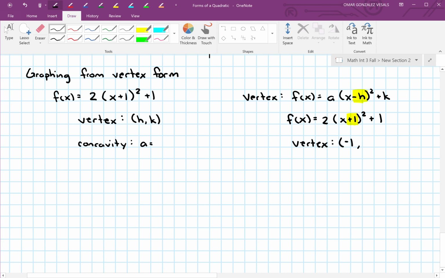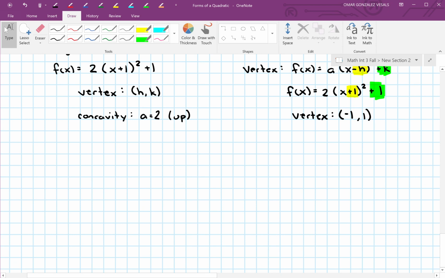What about k? 1. Positive or negative? Positive. That one's going to be positive because it's already a positive k. So you take whatever sign is there. So right off the bat, I already know what my vertex is. Now as far as concavity, what does a equal? 2. A equals 2, which means this opens what? Upwards. This opens up. So that's all the information I got from this.